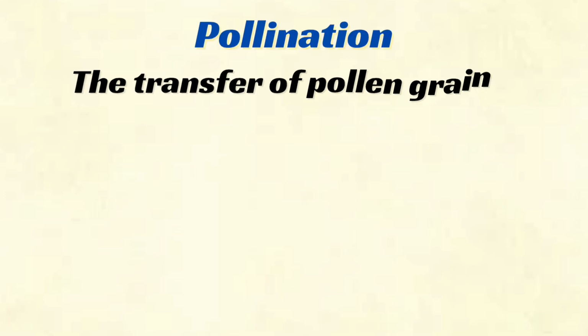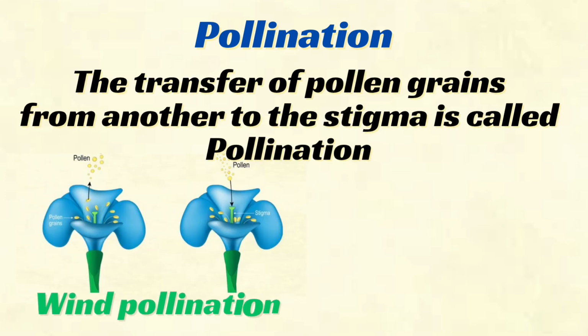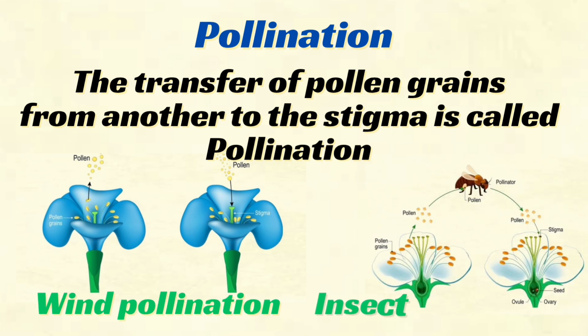Pollination. Once the gametes are formed, pollination occurs. The process of transfer of pollen grains from anther to the stigma is called pollination. Pollination occurs with the help of agents like wind, water and animals. Pollination occurs in two ways, such as self-pollination and cross-pollination.